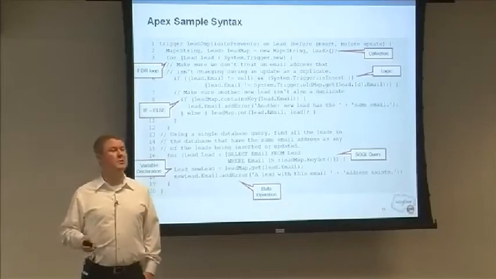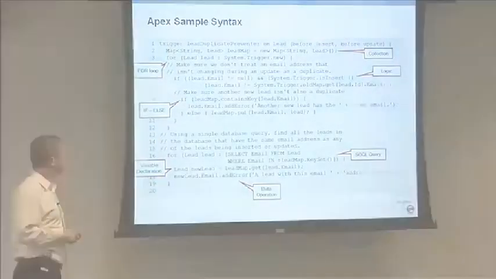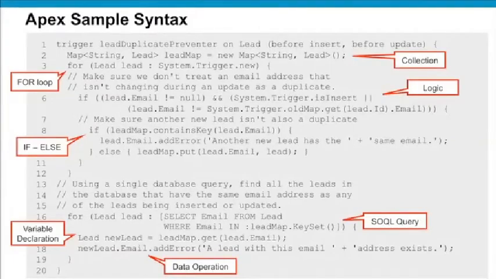Now, here's some code that would be behind that. So here's our trigger. Don't worry about understanding the algorithm here, or what this code is doing. At this point, I just want to point out some of the syntax and some of the things that you'll see in Apex. First of all, as I mentioned before, trigger is its own keyword. On line 1 is the declaration of our trigger. This is a trigger called lead duplicate preventer, associated with the lead object.